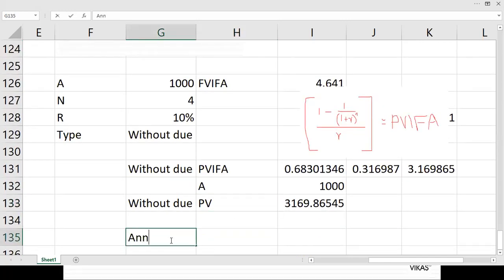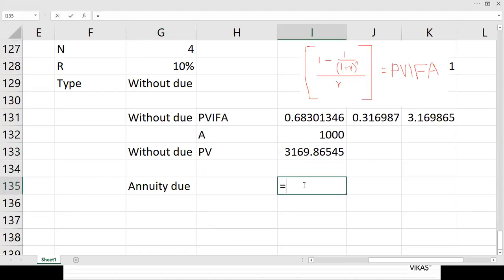The new case is with due. Annuity due means we take this value, the one we found using this formula, and multiply it by 1 plus R, 1 plus 0.1. Simple. So it comes to 3,486.